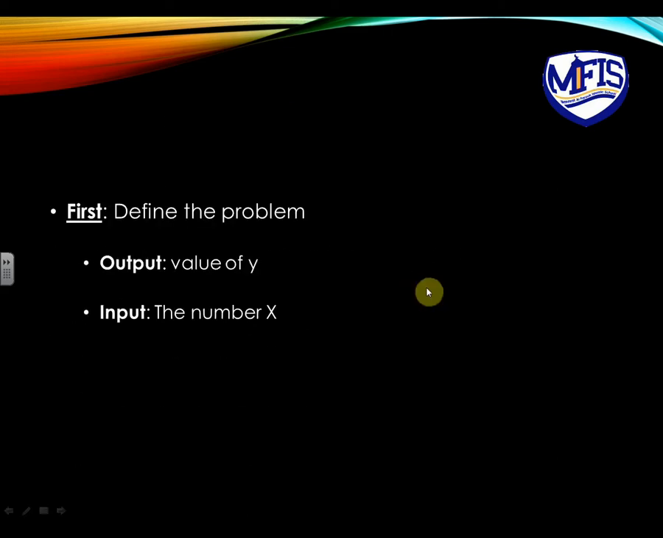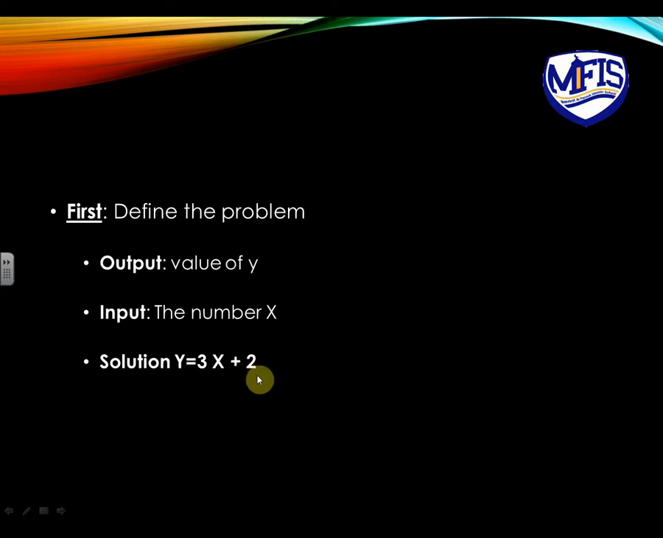Define the problem. We said to define the problem we have to identify the output and input, and then the equation. So our output is the value of y. We want to get the result, the value of y, according to the entered number x. So our input is x. And the whole equation is our solution, which is y equals 3x plus 2.